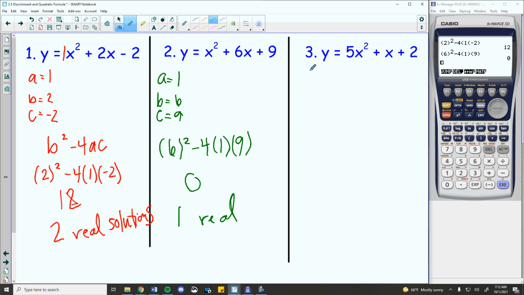All right, so on this one, you should have gotten -39. So you should have 1 squared minus 4 times 5 times 2. And whenever you type that in your calculator, you should end up with -39, which means I have 2 complex solutions. No reals, 2 complex, because 39 is negative.